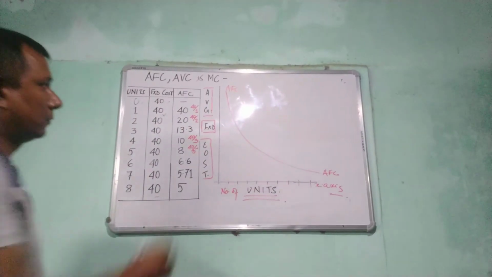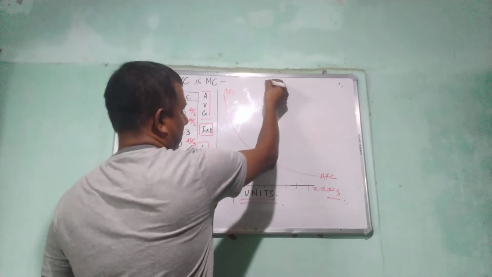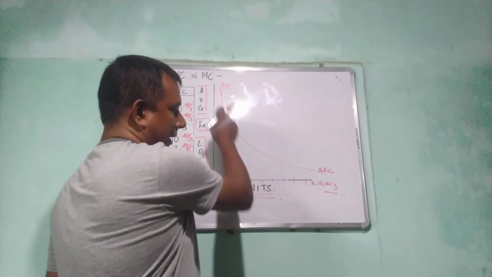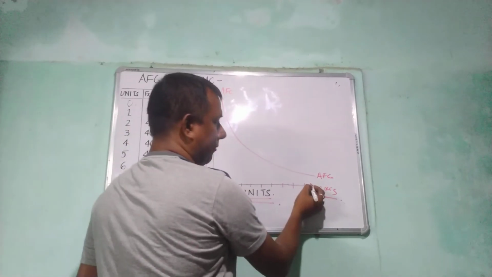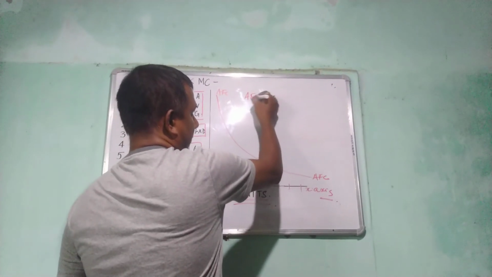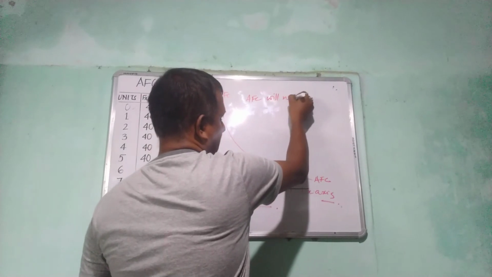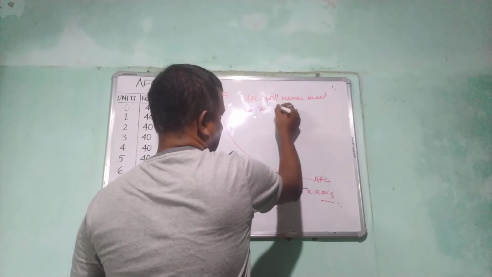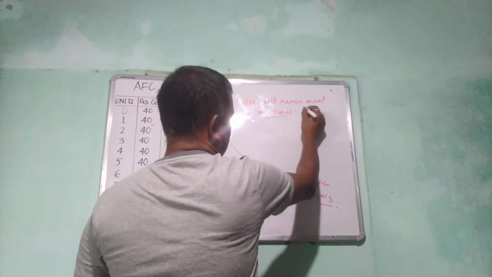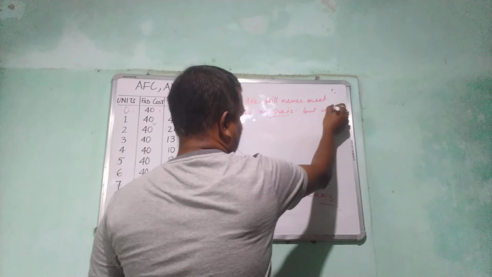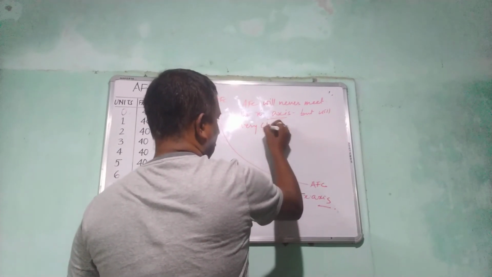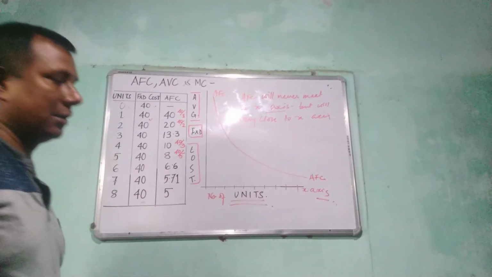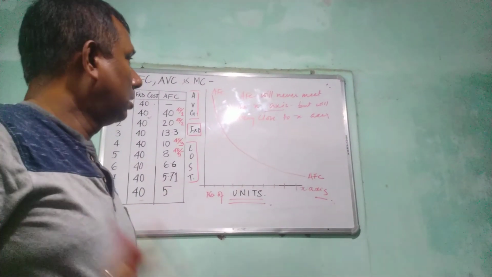Got it. So what is the feature of the AFC? You have to keep in memory that AFC is always a negative sloping curve, and it will always go on, but it will never meet the x-axis. It will come very close to the x-axis but never meet it. I hope you have understood the concept of this AFC.